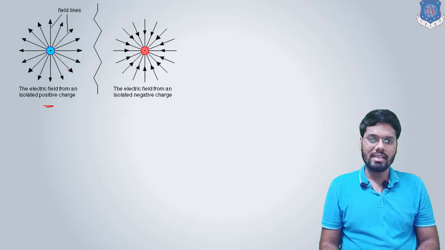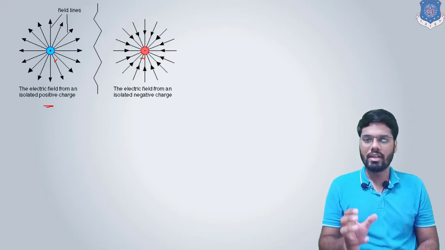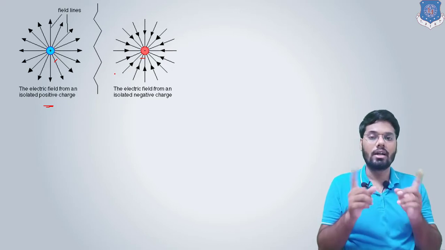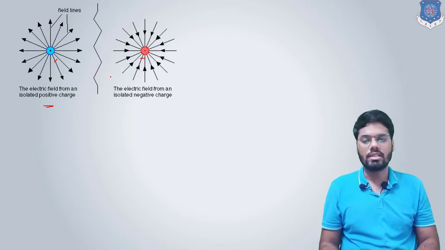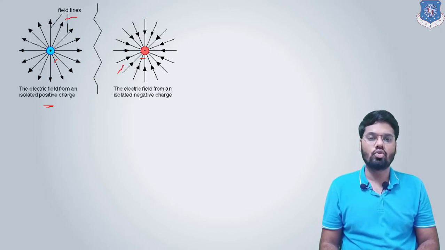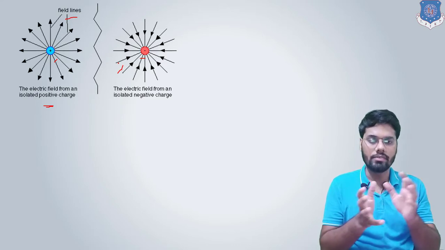Here we see that there is one positive charge and one negative charge. We know that whenever there is a positive charge or negative charge, there is an electric field around it. We can see the field by these arrows, which show the electric field around this positive and negative charge.